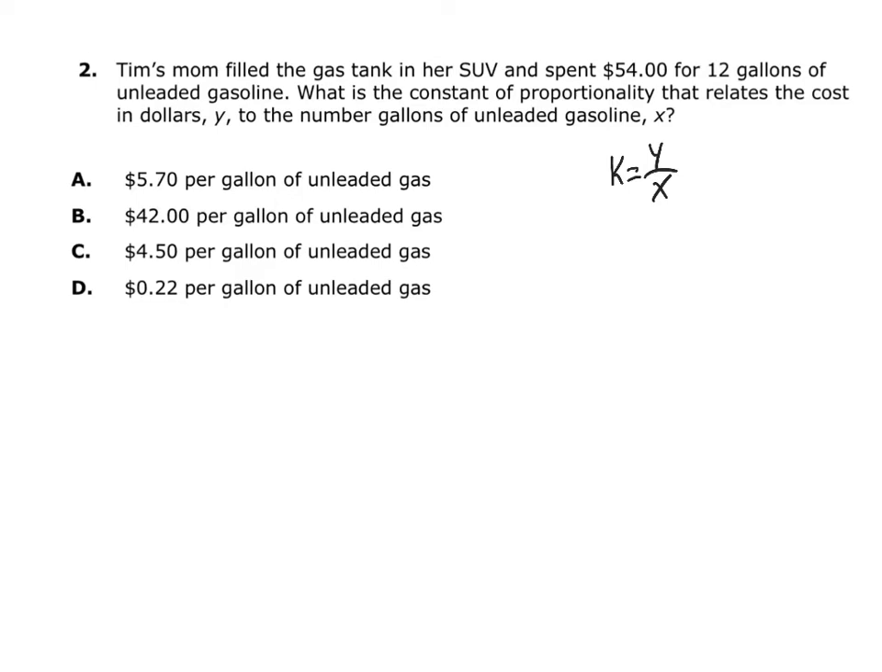So it tells us dollars is Y. So $54 is our Y. And then it tells us the gasoline is X. So our gasoline right here is our X. So we get 54 over 12. Now we do dividing. So top in, bottom out.